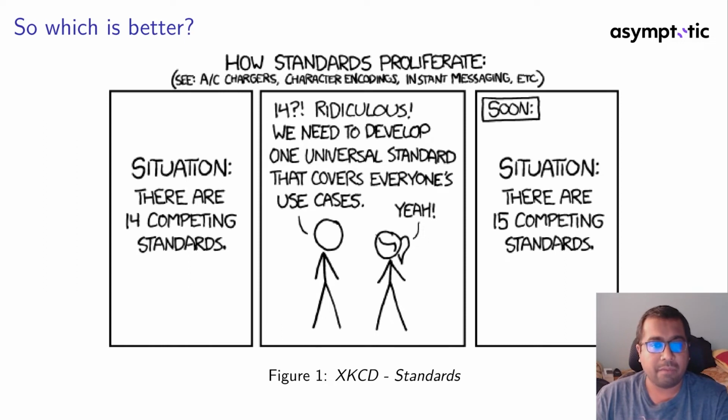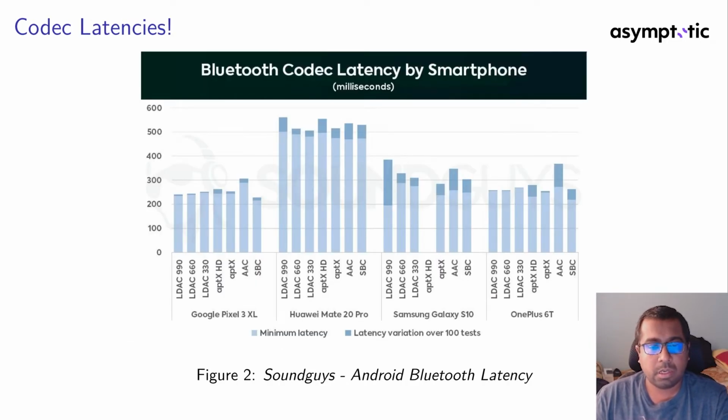So let's look at a graph from the test done by the folks over at Sound Guys. This shows the codec latencies on the various devices and among the codecs themselves. If we look at Google Pixel 3, you can see that AAC has the highest latency in comparison to others. However, if we look at the other devices, there is a range of variation among the codecs themselves on the same device and among the devices. So OnePlus 6T performs closely to Google Pixel. However, the Huawei Mate and the Samsung Galaxy show a lot of variation among the codecs themselves and also in comparison to the other two devices.